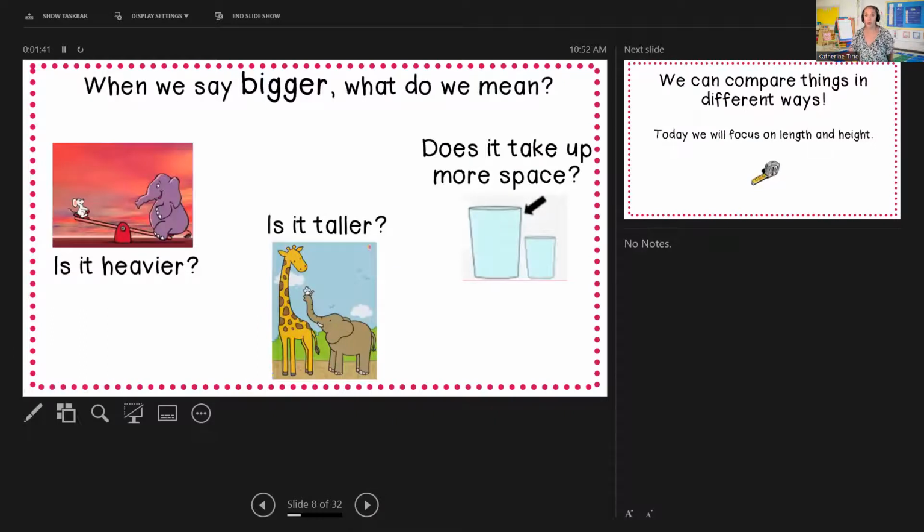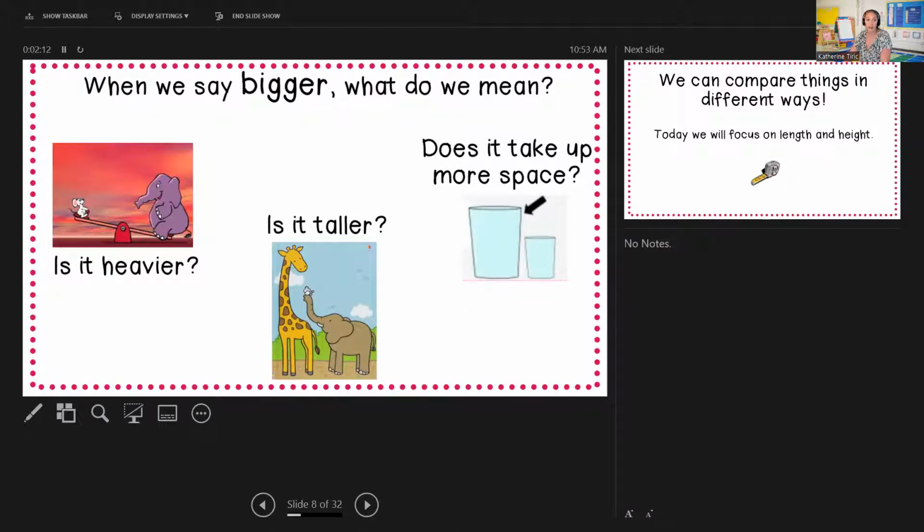So you may have used that word bigger, and some different words that we might be meaning when we talk about bigger might be heavier, it might mean taller, or maybe you're talking about something taking up more space. So when you say bigger, I want you to think about next time, what am I meaning when I say bigger? Am I meaning that it's heavier? Am I meaning that something is taller? Or am I meaning that it's taking up some more space there?